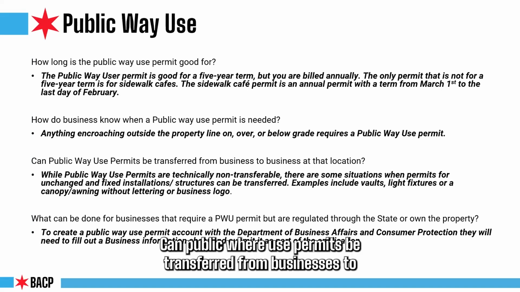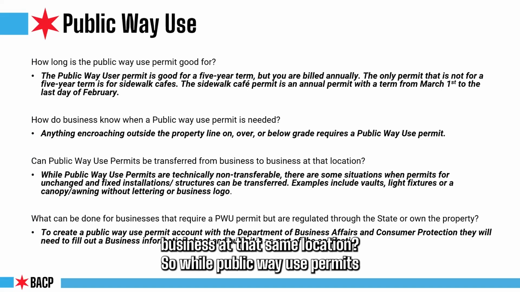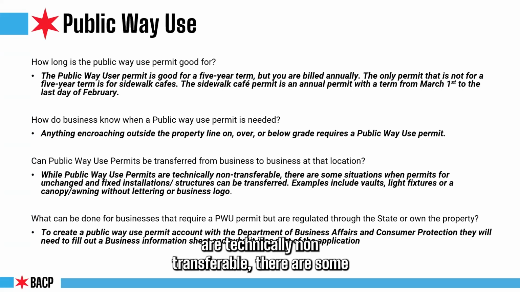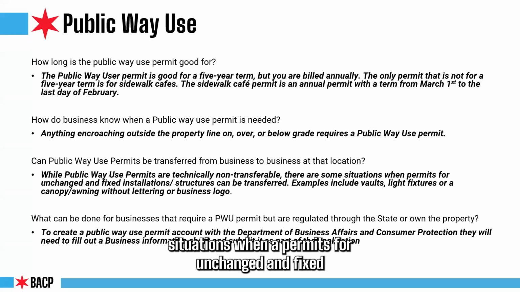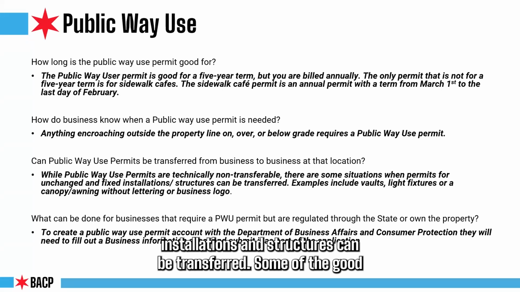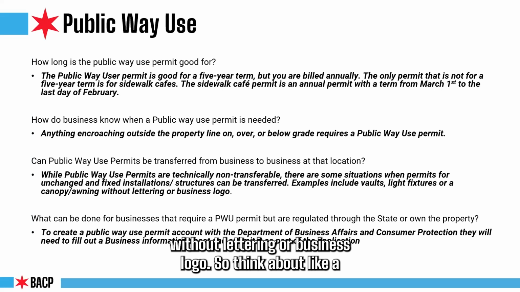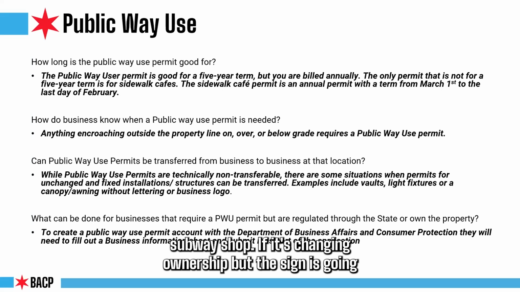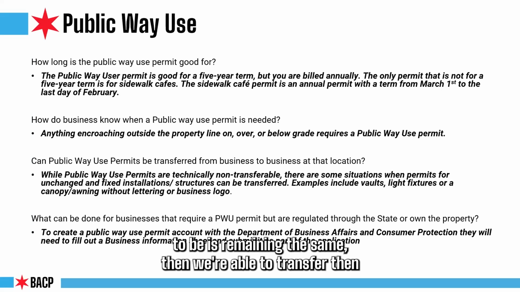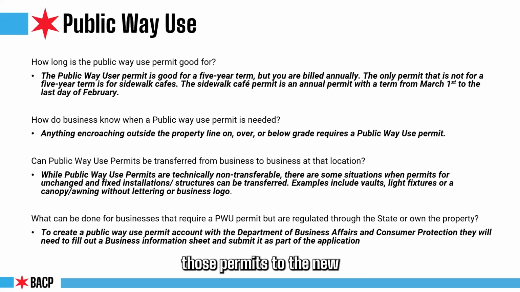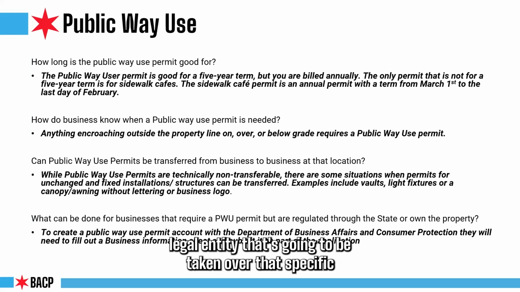Can public way use permits be transferred from business to business at that same location? So while public way use permits are technically non-transferable, there are some situations when permits for unchanged and fixed installations and structures can be transferred. Some good examples include vaults, light fixtures, or canopy awnings without lettering or business logo. So think about like a Subway shop. If it's changing ownership, but the sign is remaining the same, then we're able to transfer those permits to the new legal entity that's going to be taking over that specific location.